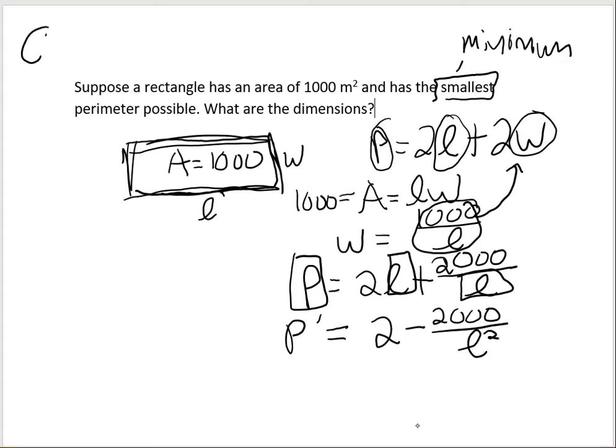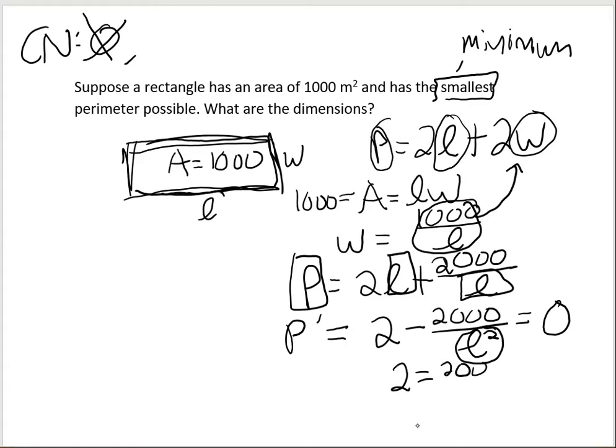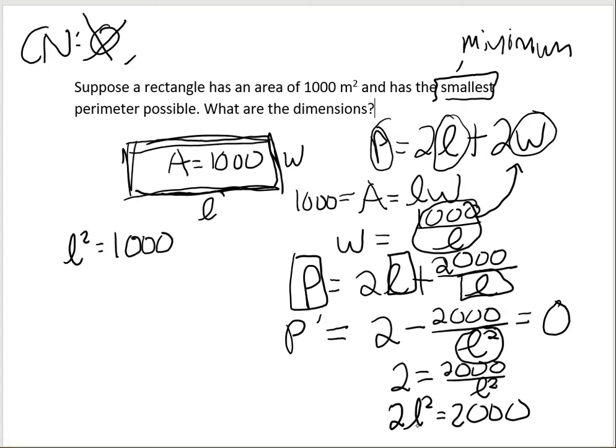And we look for the critical numbers. Well, you have a critical number 0. That one's not super helpful because look, length is undefined at 0. But when you have no length, it's not going to be a rectangle. So that's not a feasible answer. So you set this equal to 0. So 2 equals 2000 over L squared, or 2L squared equals 2000. That is, L squared equals 1000.